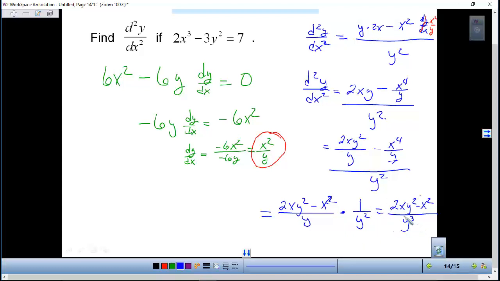All right, so once you've gotten to that point, if you needed to find what the actual slope is, you would take the point that you're finding and plug in your x and your y wherever you need to. But that is d squared y over dx squared.